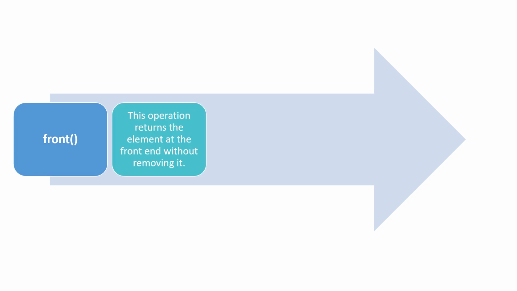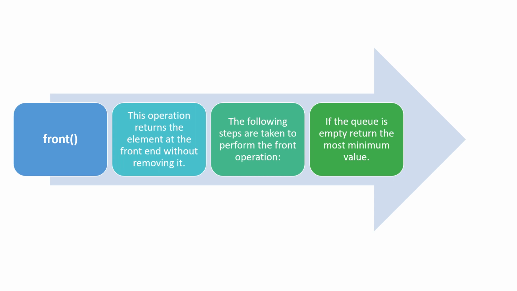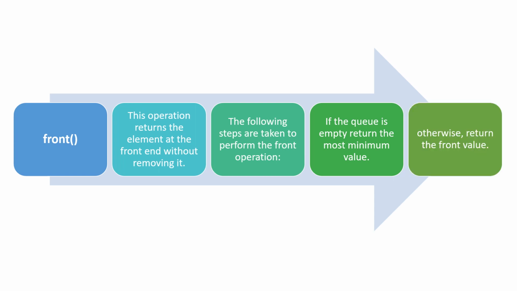And next is the front operation. This returns the element at the front end without removing it. And if the queue is empty, return the minimum value. Otherwise, this returns the front value.